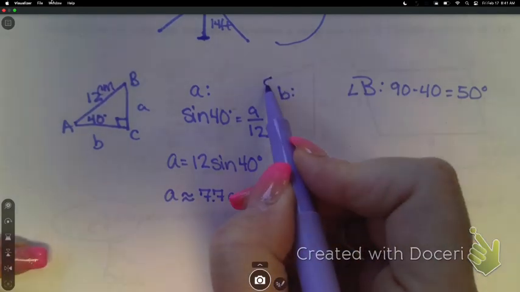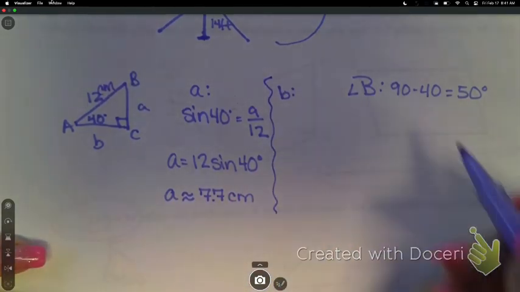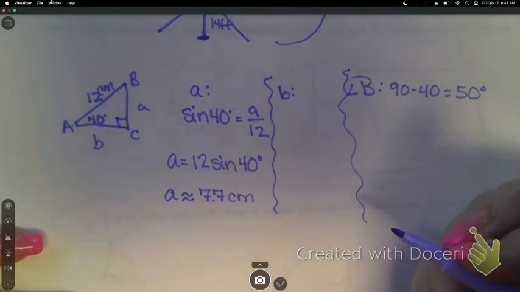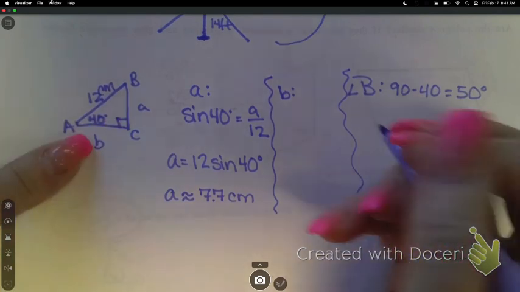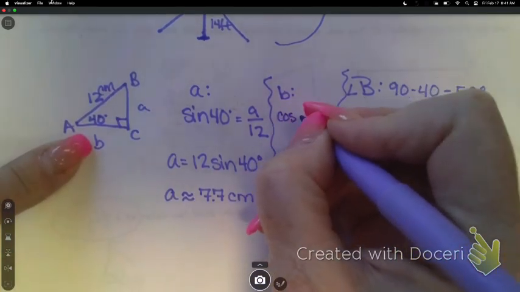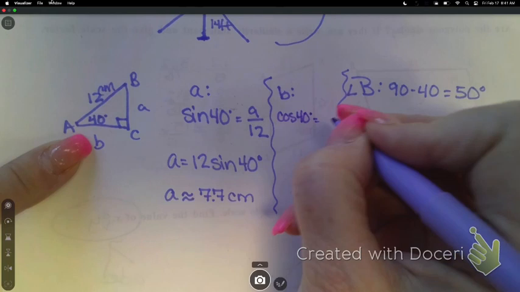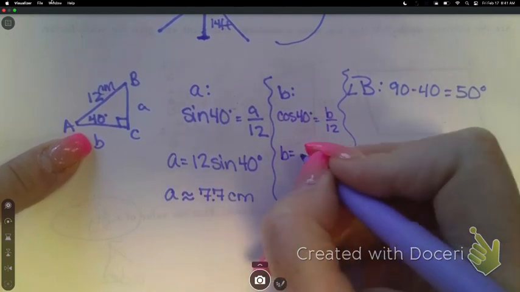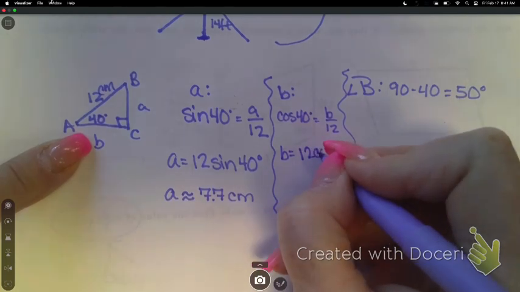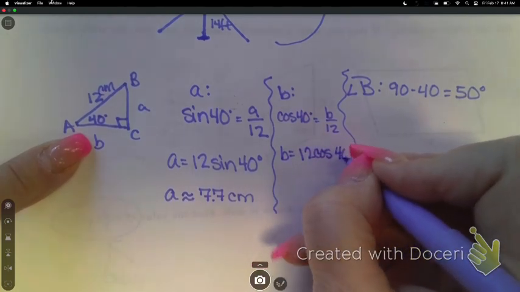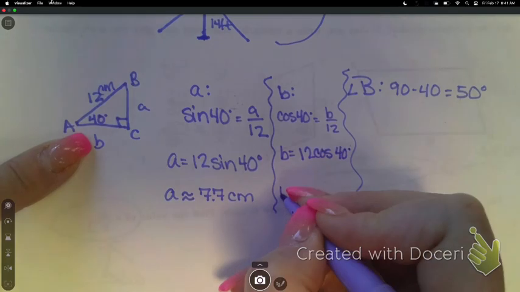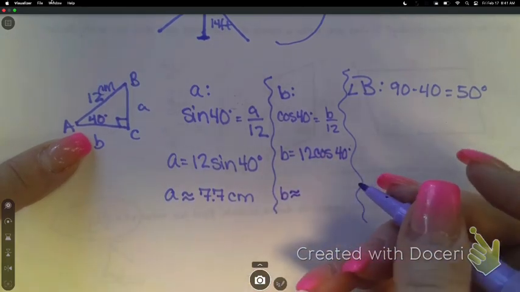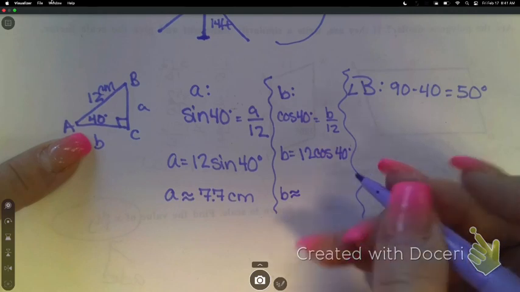Okay, you did this in geometry. B is cosine. We're going to use cosine now. Why? Because it's adjacent. So I have cosine of 40 equals B over 12. So B equals 12 cosine of 40. And make sure you're in degrees because the angle we're putting in is degrees, right? And that is approximately 9.2.